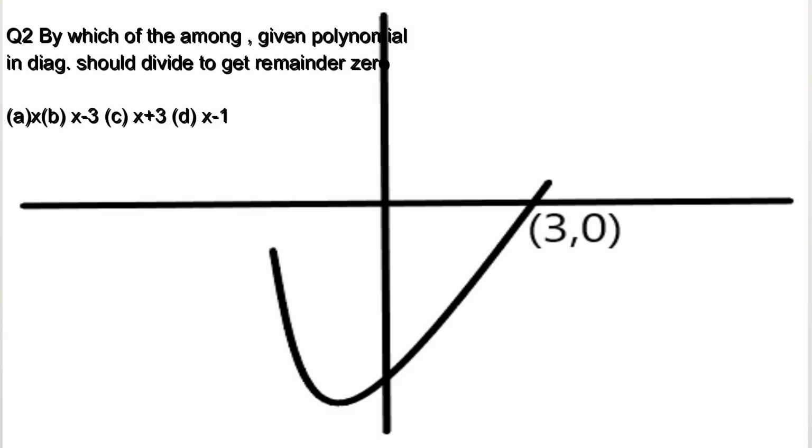Second question: given a figure showing a polynomial, by which among the following should this polynomial be divided to get the remainder 0?